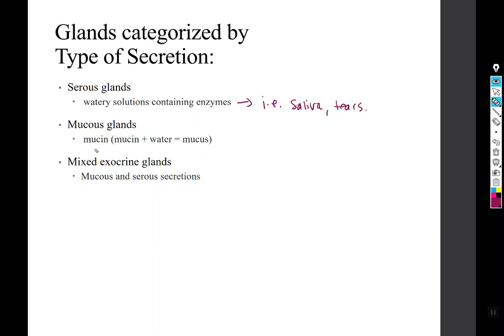Mucus glands produce a protein called mucin, and mucin attracts water in a hydration cell to form a sticky mucus. And there are mixed exocrine glands as well, so these produce a mixture of mucus and serous secretions. A good example of these is your submandibular salivary gland.